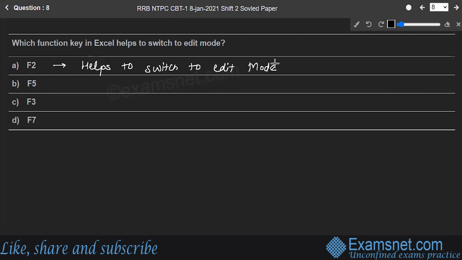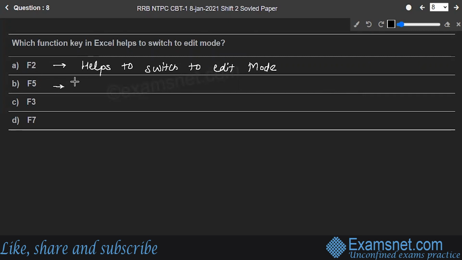Let's discuss it a bit more. The function key F2 allows us to quickly and easily edit the data of the cell by activating Excel's edit mode and placing the insertion point at the end of the active cell's existing contents. Pressing the F2 key puts the cell in the edit mode. If the cell contains a formula, we will see the formula in the cell and be able to edit it.